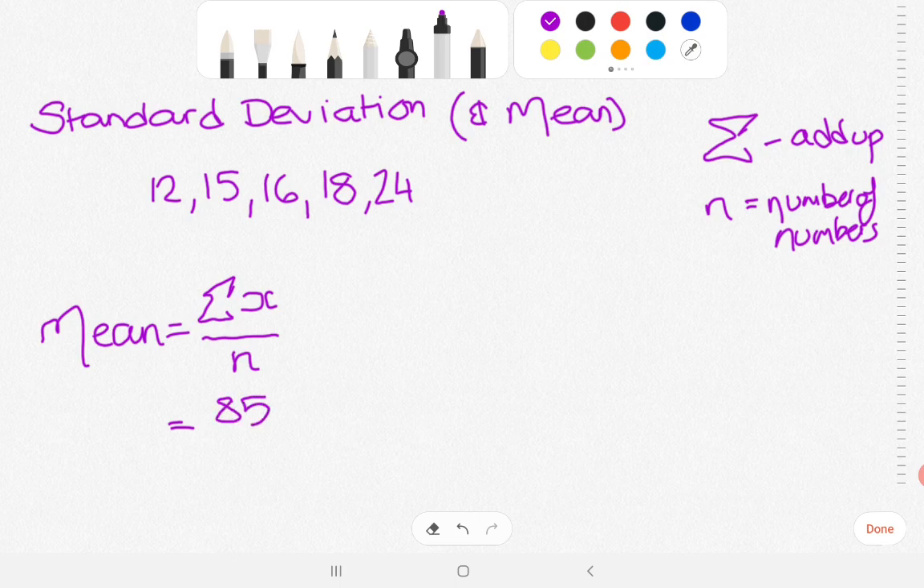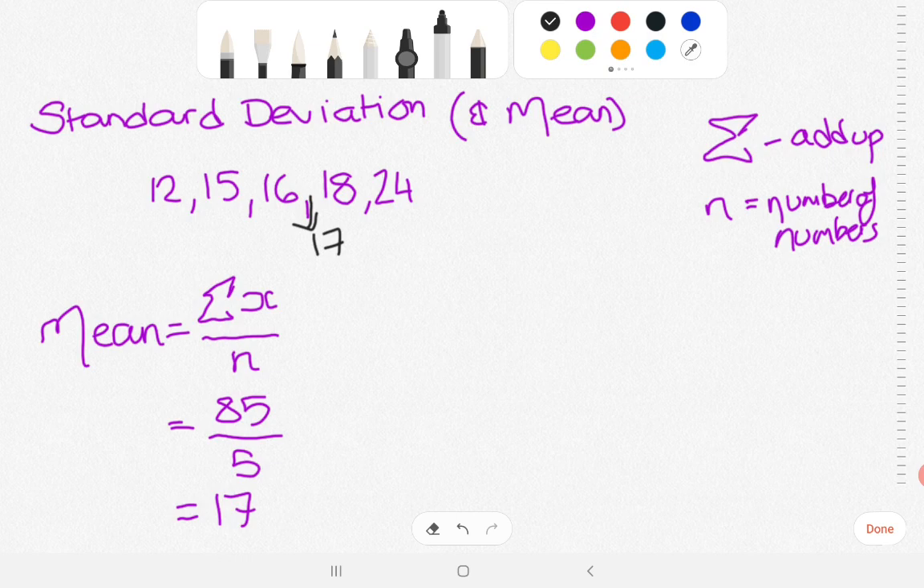Now, if we add up all the numbers, we get 85, and we divide by the number of numbers. There are 5 numbers there, so 85 divided by 5 gives me an answer of 17. Now, you should always check, does that answer seem sensible? The numbers here are in order, and 17 would sit in there. That looks like a sensible answer. So the mean of this set of numbers is 17.